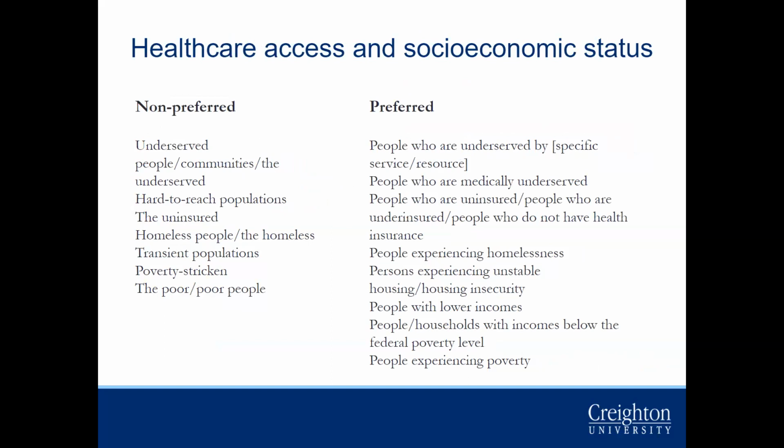There are also non-preferred and preferred terms referring to healthcare access and socioeconomic status. Instead of referring to underserved people or underserved communities, the uninsured, the homeless, transient, or the poor, we can refer to people who are underserved by a specific service or resource, people who are uninsured, experiencing homelessness, or experiencing unstable housing, people with lower incomes, people with incomes below the federal poverty level, or people who are experiencing poverty.